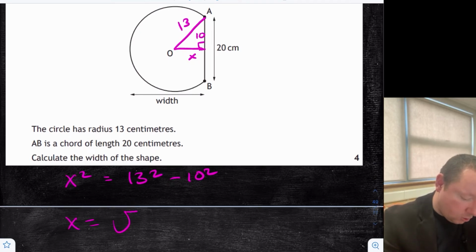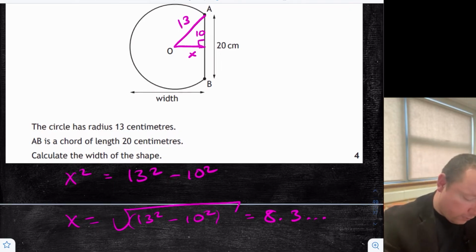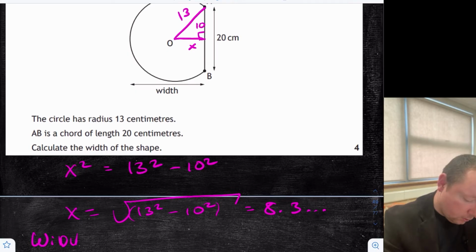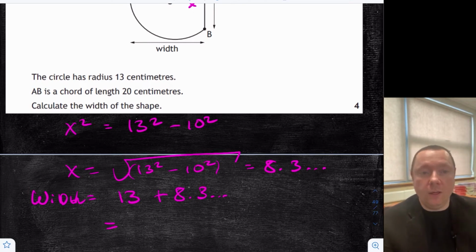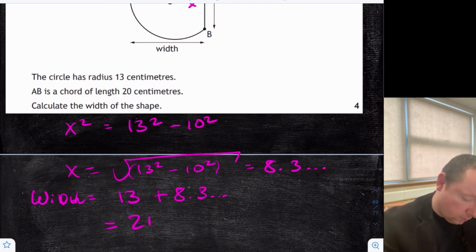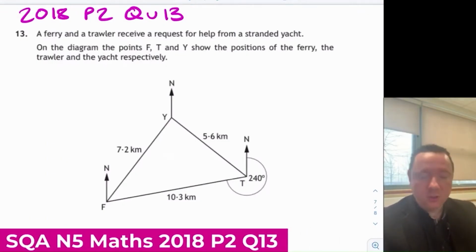So x is the square root of 13 squared minus 10 squared, which equals 8.3. Not rounded. Then the width is just our radius 13 plus the 8.3 that we've just worked out, to give us a final answer of 21.3 centimetres. And we're done there.